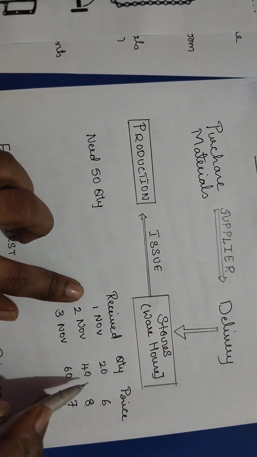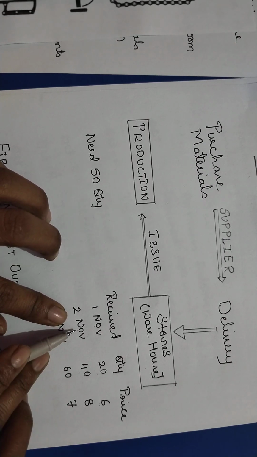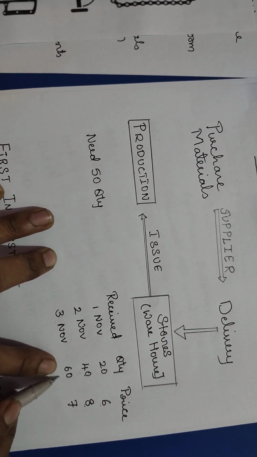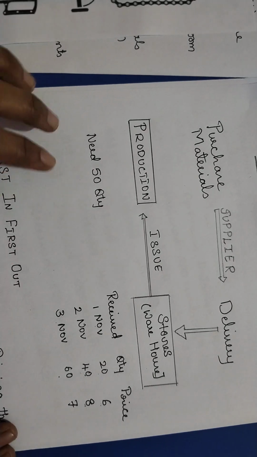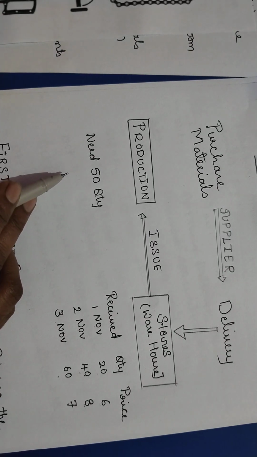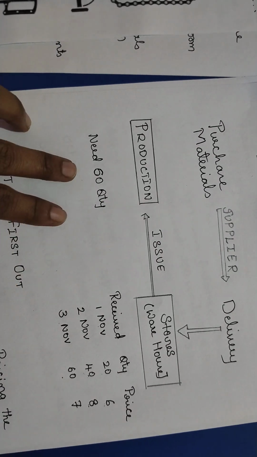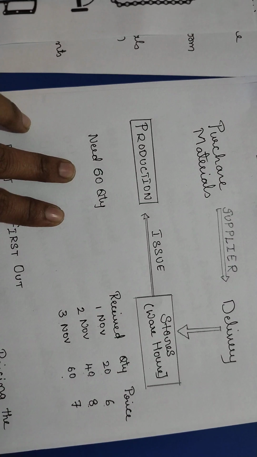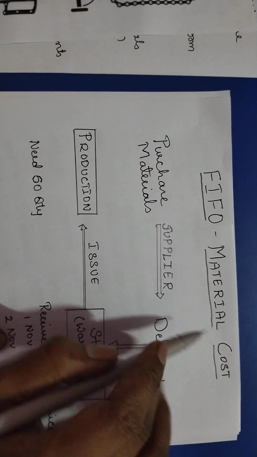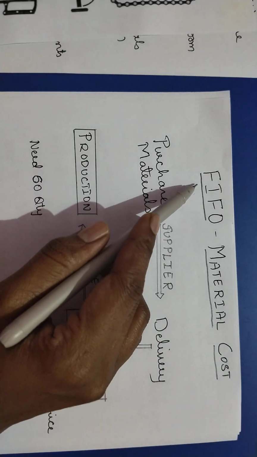On 1st November, you received 20 units of material at rupees 6 each. On 2nd November, 40 quantity at rupees 8 each. On 3rd November, 60 quantity at rupees 7 each. Now the production department has requested 60 units. Now how are you issuing? The order should be followed. Here we have different methods under material cost, but we are presently following the FIFO method. FIFO method is first in, first out.